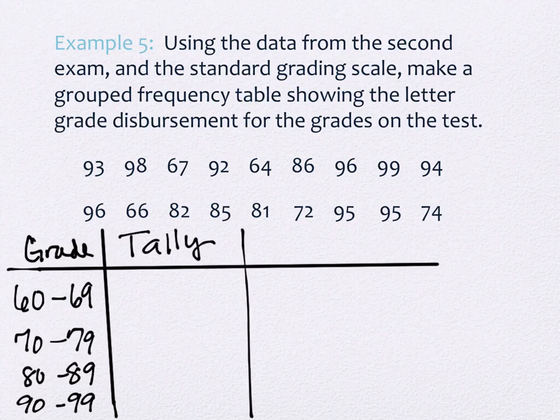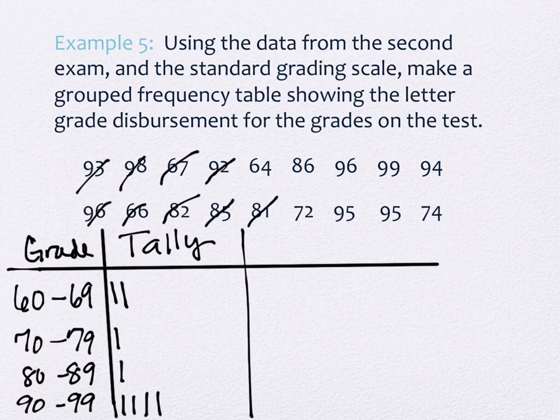So in our tally column, we're just going to make a hash mark, a tally mark, for every grade that goes in that category. So for example, when I have 90 and 96, I make a hash mark for 90 and a hash mark for 96, or 93 and 96. I have 98 and 66, so I make a hash mark in the 90s column and a hash mark in the 60s column. I have 67 and 82, so that's a 60s and that's a 70s. 85 and 92, that's an 80s and a 90s. 81 and 84, an 80s and a 60s. 72 and 86, a 70s and an 80s.